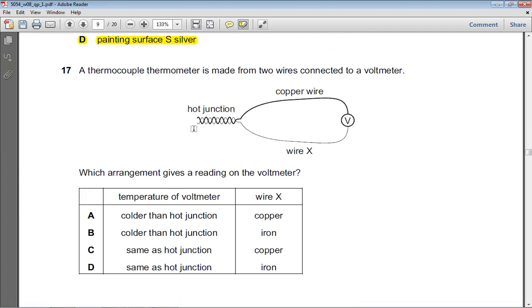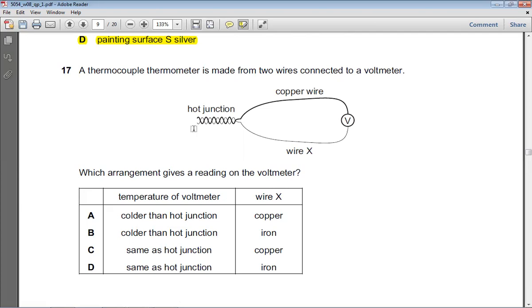Whenever a thermocouple works, it always has two junctions, a hot junction and a cold junction. And there will always be some difference of temperature between the hot junction and the cold junction. Then the voltmeter will show some voltage, and that will tell you the temperature. So which arrangement gives a reading on the voltmeter? Colder than the hot junction, that's true.